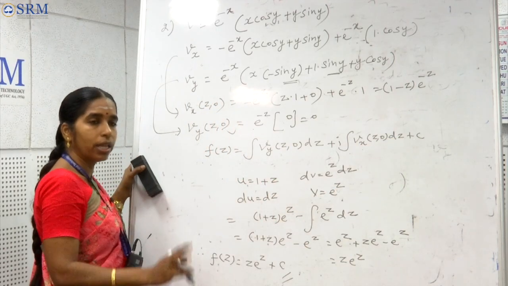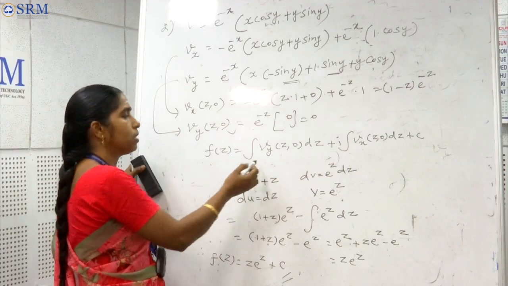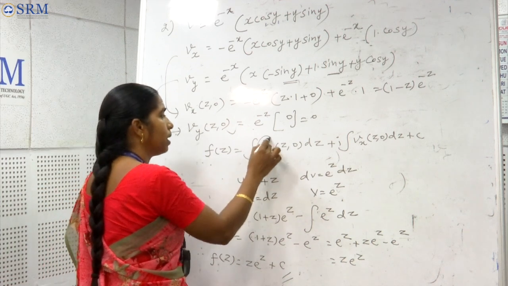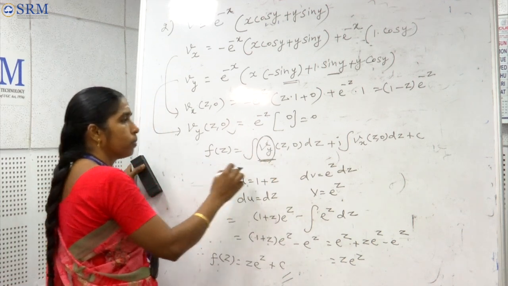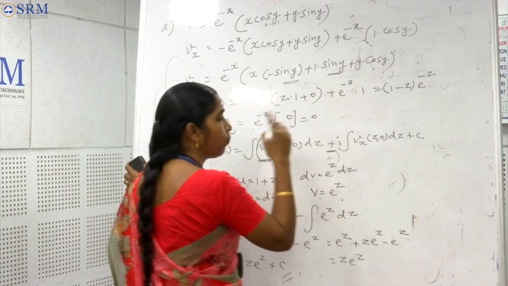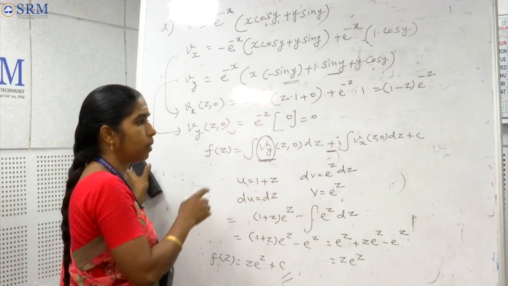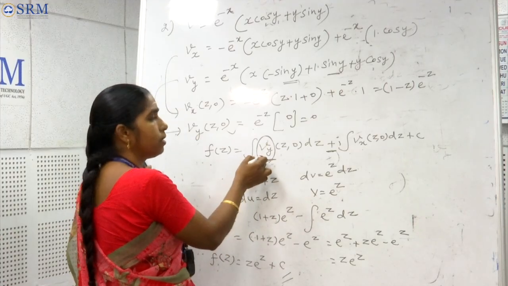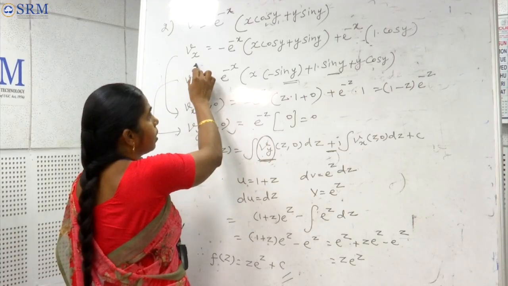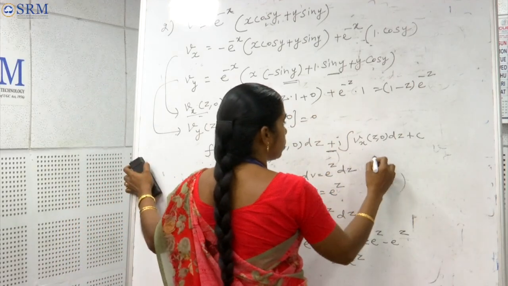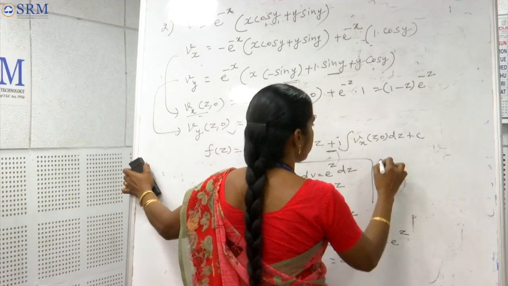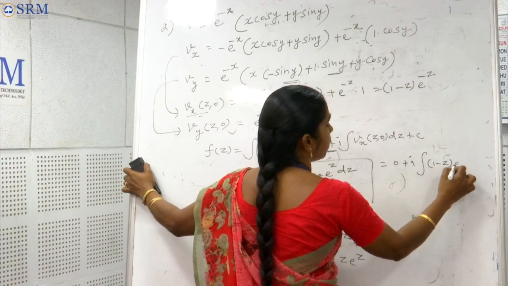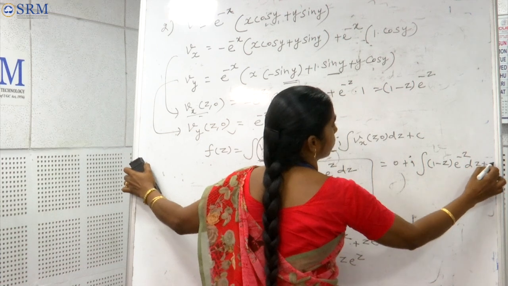Important note on the real and imaginary parts: in the real part the first term is ux, but in the imaginary part it is Vy. So concentrate on that formula. Here there is a minus sign in the real part question, but here it is a positive sign. In this question Vy is 0, only Vx of (z, 0) remains. This value is 0 plus i into the integral of (1 minus z) e power minus z dz plus c.